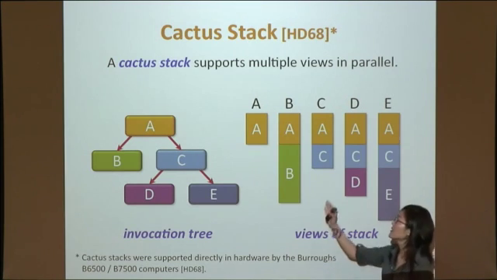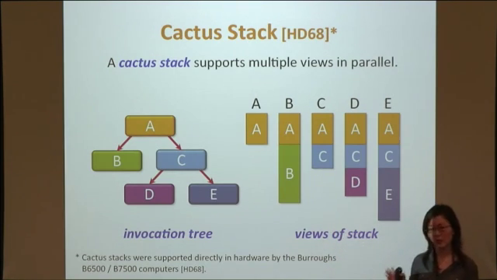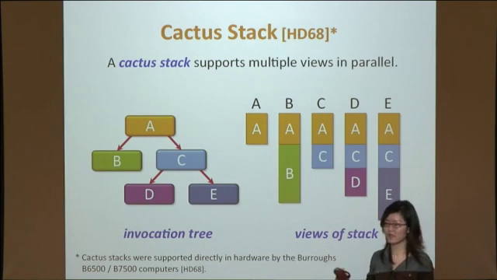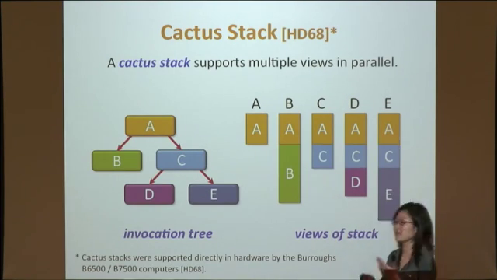And what that means is that the linear stack no longer works, because B and C now can be active at the same time, but they cannot occupy the same space. So the linear stack is no longer sufficient. Okay, right, so that is the cactus stack.